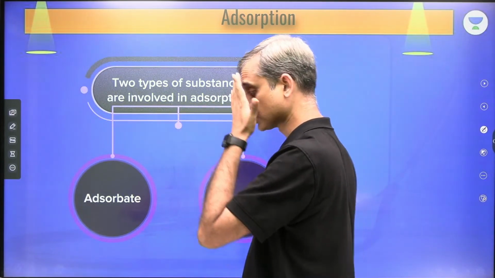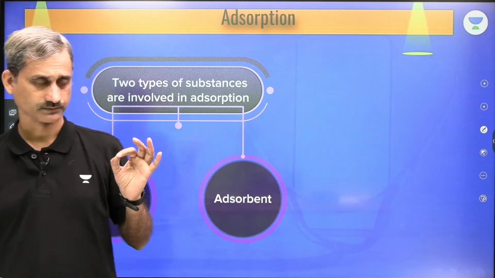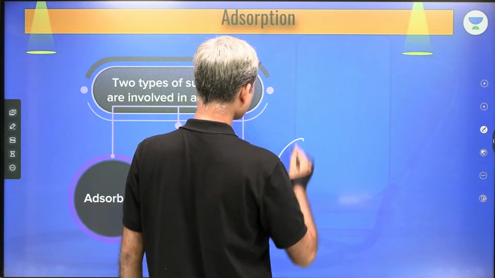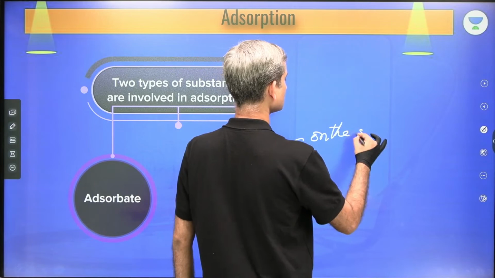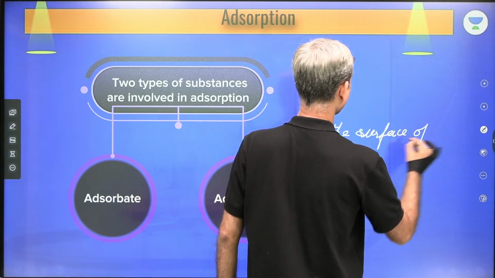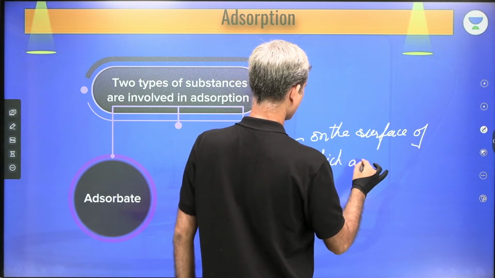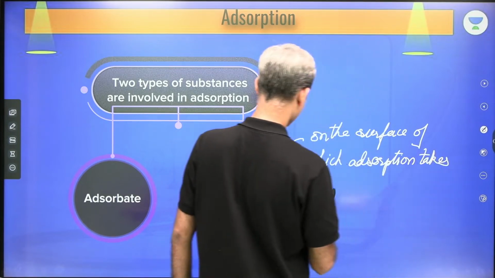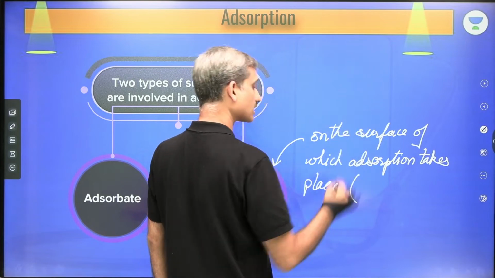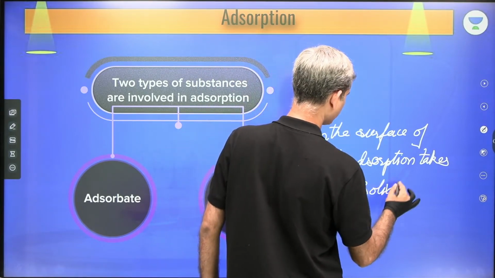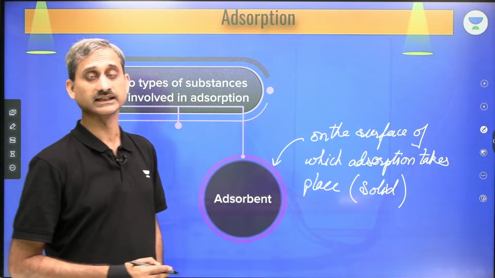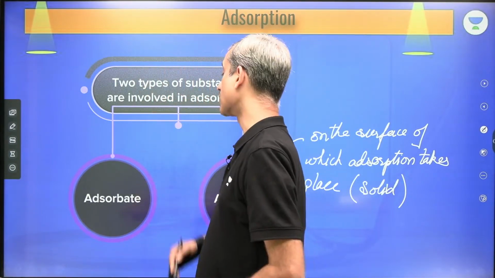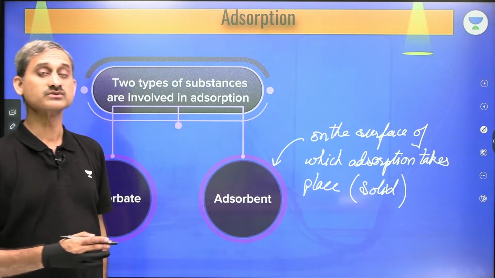Now, when we talk about adsorption, there are two terms, the adsorbate and the adsorbent. Adsorbent is the substance on the surface of which adsorption takes place. In this particular chapter, the adsorbent is a solid. We shall be taking a solid adsorbent. Is this clear? The adsorbate is the substance which is getting adsorbed.